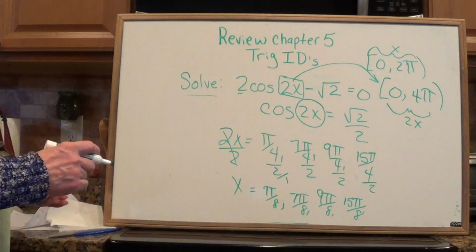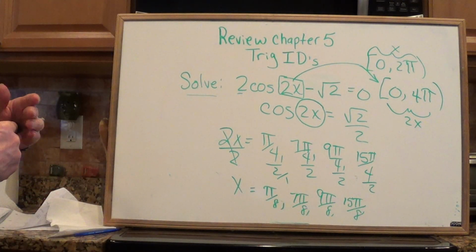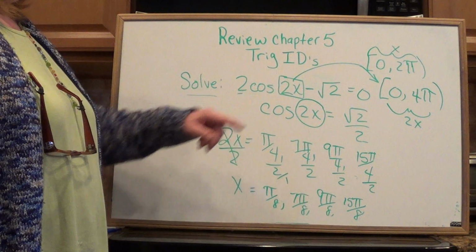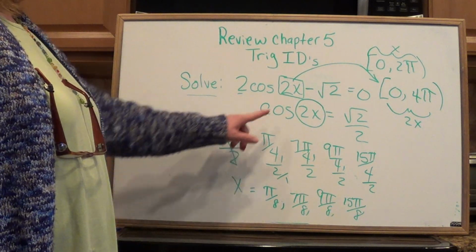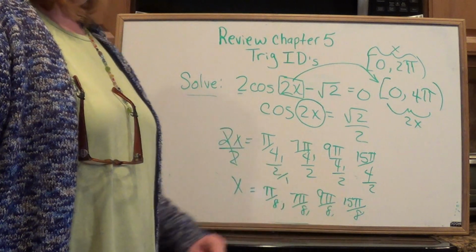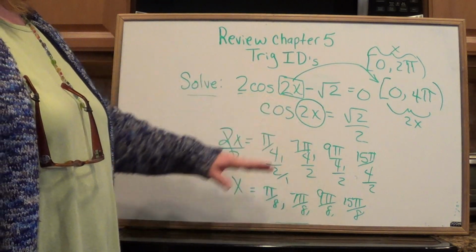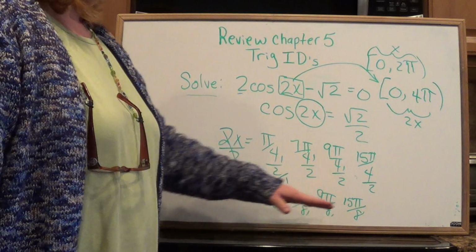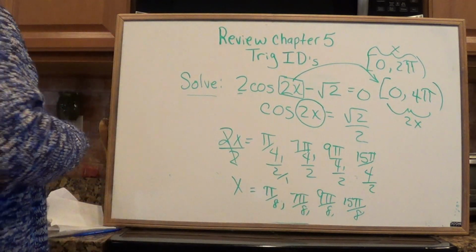All right, so that's a good review of how it works when we have multiple angles. This is a double angle. Notice it revealed 4 answers. Often when it's tripled, you get 6, and quadrupled, you get 8 answers. All right.